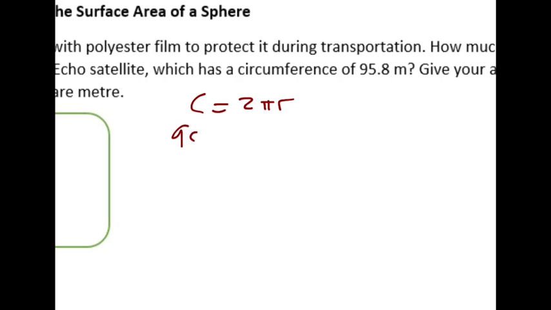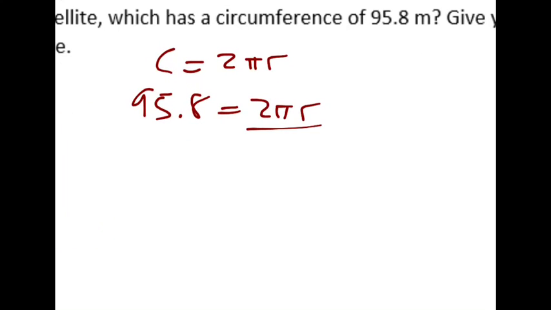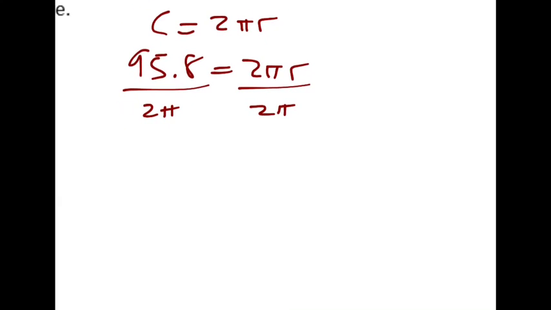So 95.8 is equal to 2 pi r. How do I find r? You divide each side by 2 pi. Since I'm dividing by 2 things that are being multiplied together, what do I need to make sure I put in my calculator when I'm dividing? Brackets. That's very important. So 95.8 divided by brackets, 2 pi, and bracket.